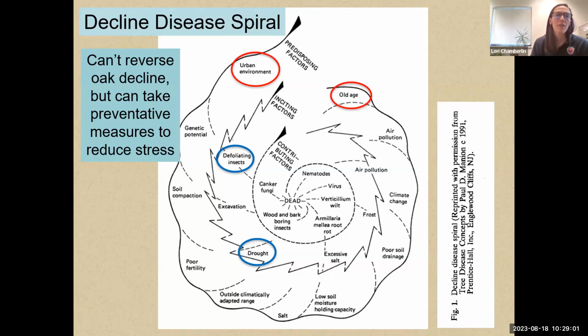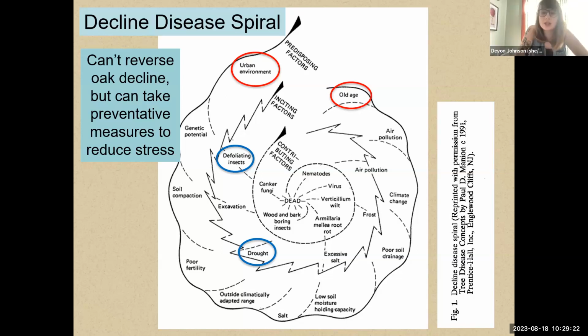I used to think that we were seeing it more in red oaks. I think there's something about white oaks that makes them slightly more resistant to drought conditions. But lately, I've been seeing it across the board. So I think oak decline really is impacting all of our oaks.